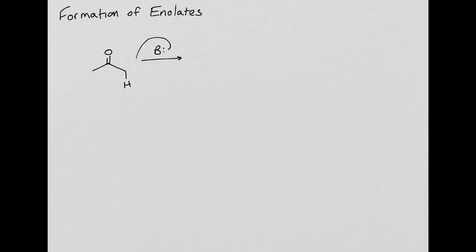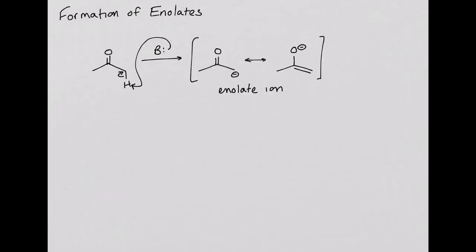This video will cover the formation of enolates. Enolate ions are formed following treatment of an aldehyde or ketone with a base. Several different bases can be used to perform this deprotonation reaction. Oftentimes, hydroxide or an alkoxide ion is used.